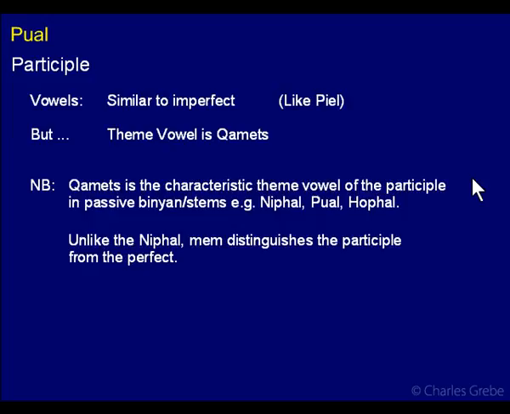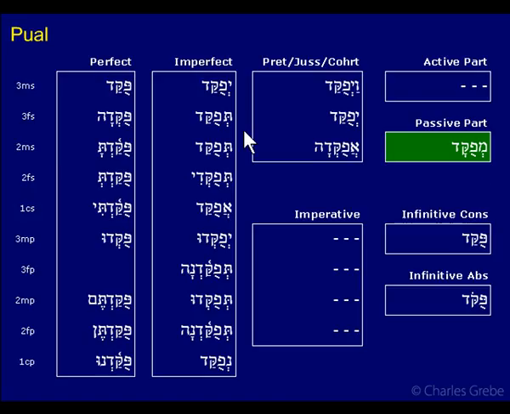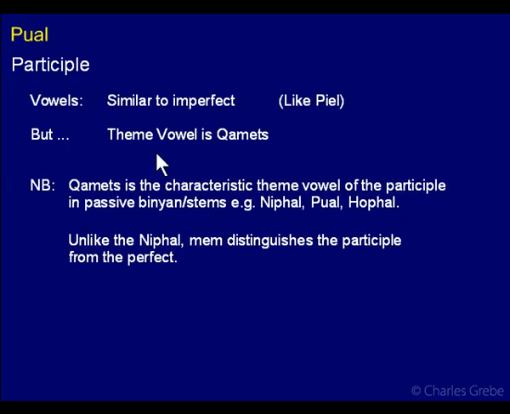And I think I probably wanted to talk about the comets. Yes. So the vowels are similar to the imperfect and the perfect, for that matter. And the Pual are all the same, but theme vowel is comets, and I already talked about that. This is true also for the nifal, the Pual, and the hofal. And in the nifal, it's the only difference. Here, in the Pual, the meme also distinguishes the participle from the perfect.